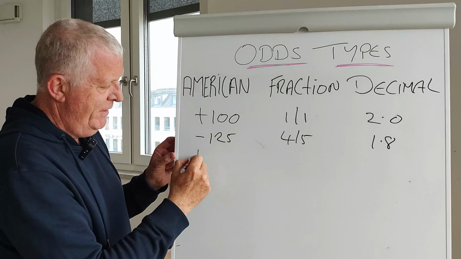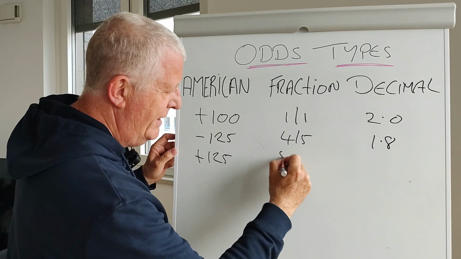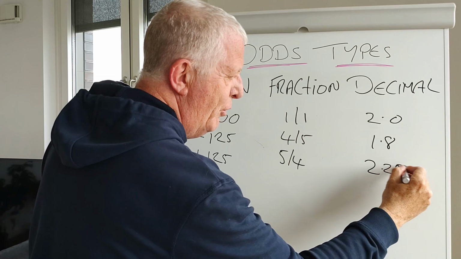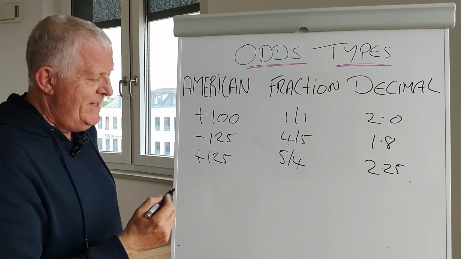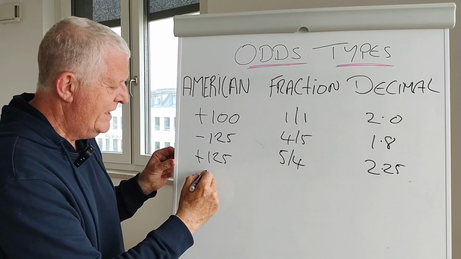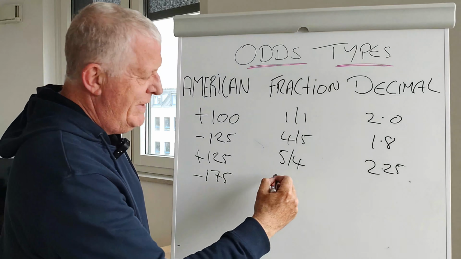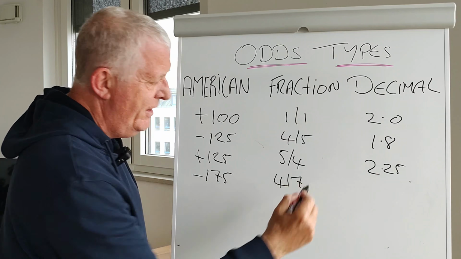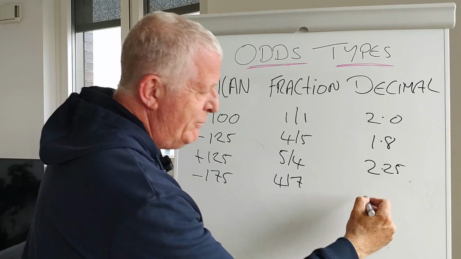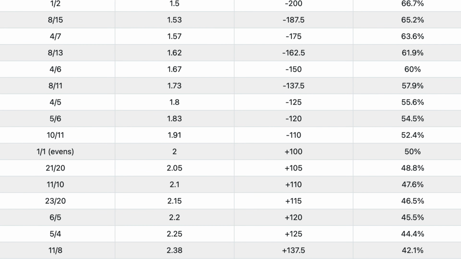If you took the positive plus 125, you can see all very simple until now because they're all easily divisible. 5 to 4, and then you'd have decimal 2.25. Now this is where it sort of gets a little bit more complex. Let's just pick odds at random and go with, say, minus 175, right? And that would be equivalent to 4 to 7 fraction. You have to put 7 on to win 4. And in decimal terms, it would be 1.57.